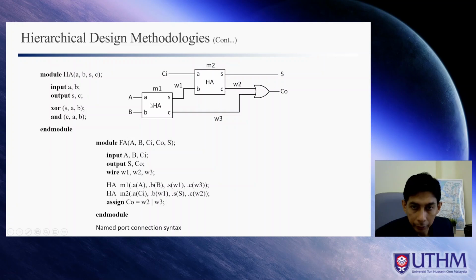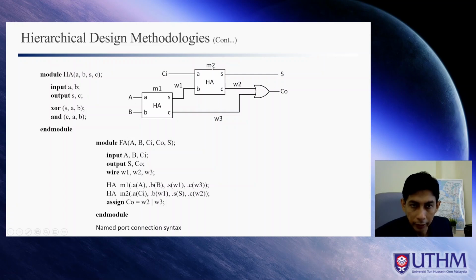So to connect, for example, we want to connect this A to this A, all right? And of course, this A is from our previous module. So the way is to use dot A, and we connect to A. This is how to connect to A. And for this dot B, connect to this B. And for this dot S, connect to W1. And this dot C, connect to W3. Done. So we have this one.